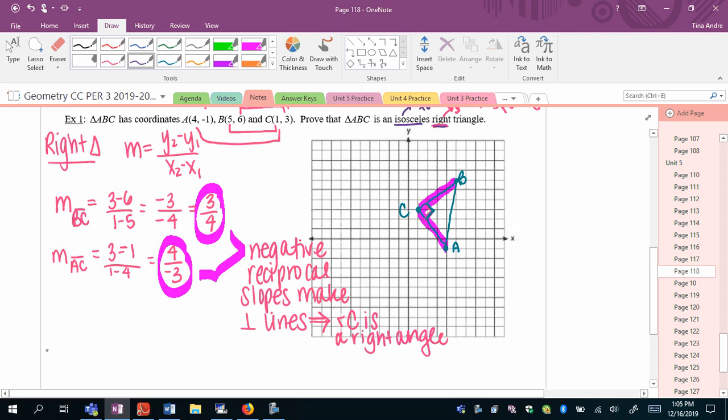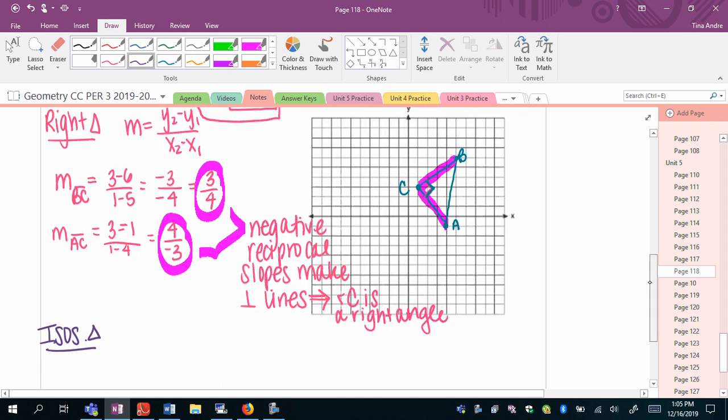So now I'm going to show the isosceles triangle. If for some reason this just said to show that it was a right triangle, I would be done. I would just have to write my conclusion. Triangle ABC is a right triangle because it has a right angle. But because it asks for isosceles, that's why I have to do this extra step. A lot of times you won't have to do this extra step. It'll just be show it's a right triangle, and then you just do this first part.